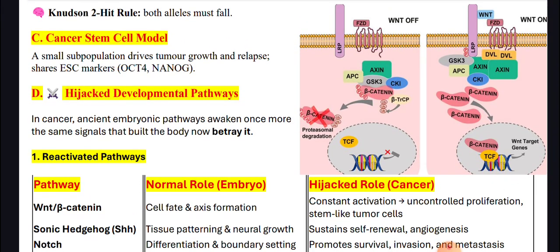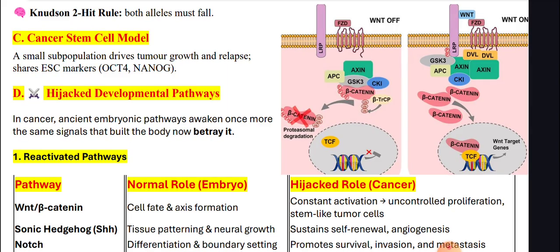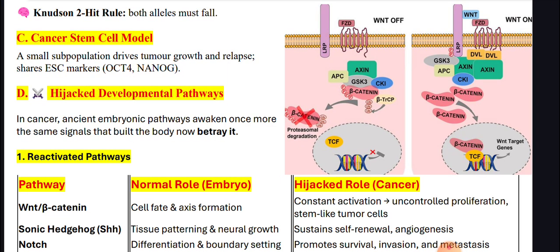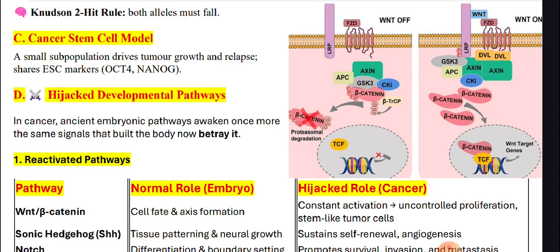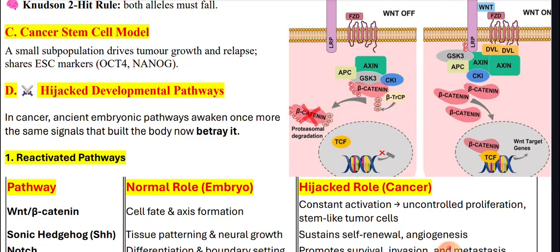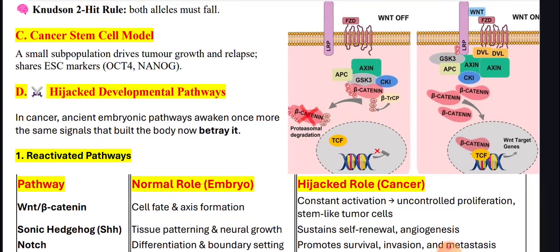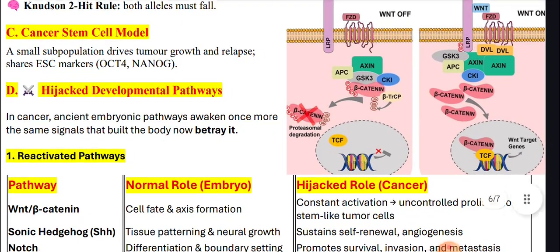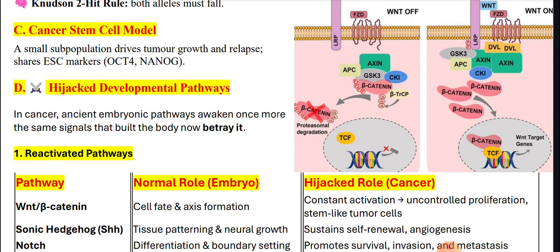In sporadic, non-inherited cancers, both hits have to occur by chance within the same somatic cell lineage, which takes much longer. Part C: hijacked developmental pathways, the betrayal. So bringing it all together, the central theme that emerges from the sources is profound. Cancer fundamentally involves the reawakening and corruption of ancient embryonic developmental pathways. The very same signaling systems that meticulously built the body during embryogenesis are hijacked by tumor cells to drive their own uncontrolled growth, survival, and spread. It's a betrayal of the developmental program.